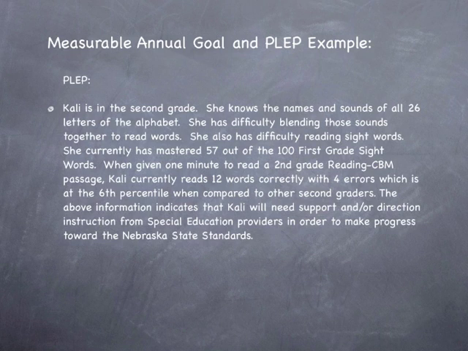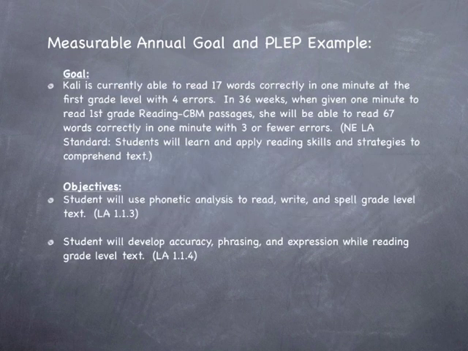The above information indicates that Kaylee will need support and/or direct instruction from special education providers in order to make progress toward the Nebraska state standards. So then a goal that's directly linked to her present level of performance would be, Kaylee is currently able to read 17 words correctly in 1 minute at the 1st grade level with 4 errors. In 36 weeks, when given 1 minute to read 1st grade reading CBM passages, she will be able to read 67 words correctly in 1 minute with 3 or fewer errors.